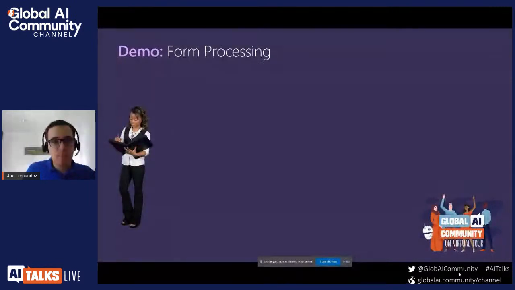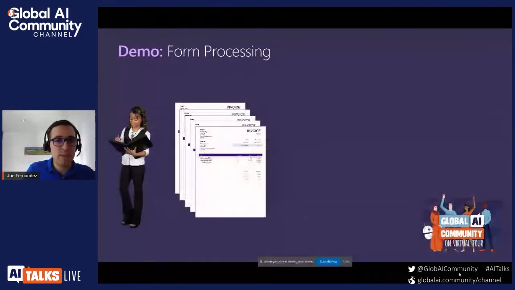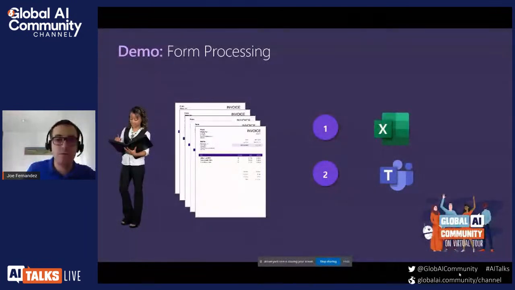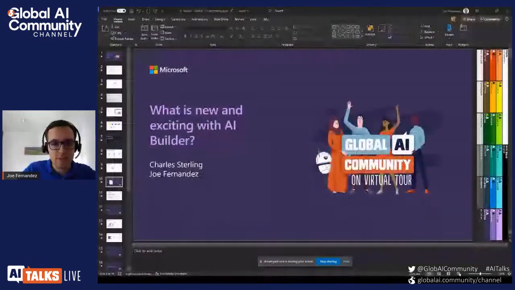Let's imagine that we are a project manager, and in our project we have to manage invoices. Every time we receive an invoice, we need to save that information into an Excel spreadsheet, and then we need to post to a Teams channel about the new invoice that we receive. This is something that we're doing manually today, and let's see how we can use AI Builder and the Power Platform to automate this process. So let's have a look.